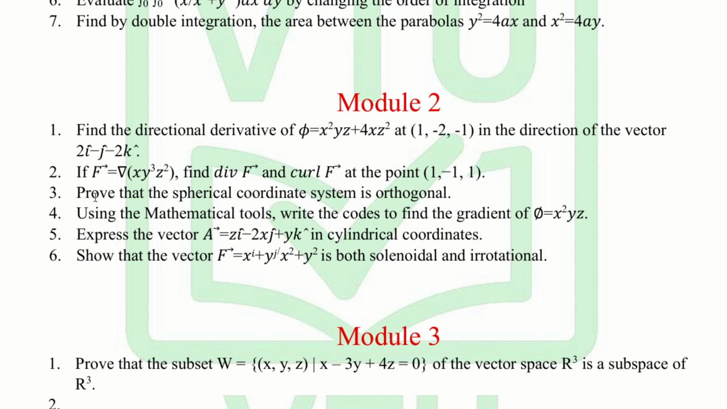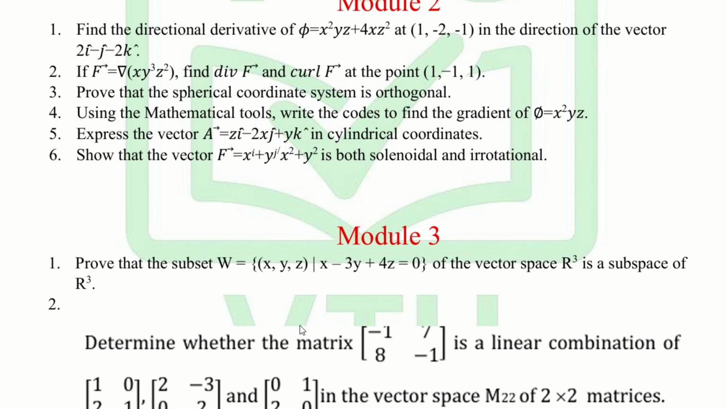Third question, prove that the spherical coordinate system is orthogonal. And the fourth question is using mathematical tools write the codes to find the gradient of phi is equal to x square into yz. And the fifth question is express the vector a is equal to z i cap minus 2x j cap plus y k cap in cylindrical coordinates. And the sixth question is show that the vector f bar is equal to xi plus yj by x square plus y square is both solenoidal and irrotational.